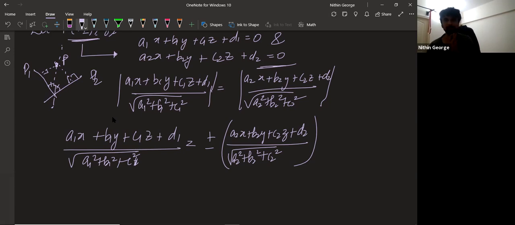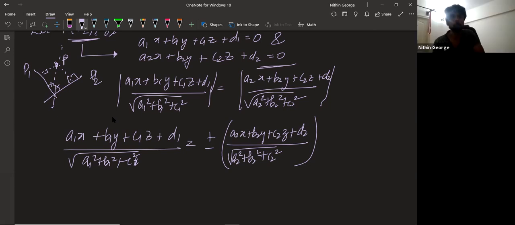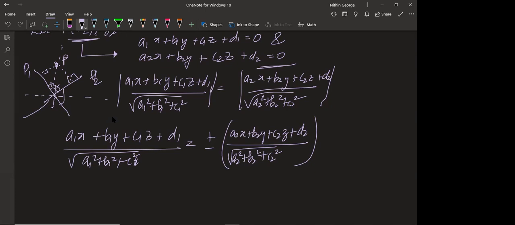Pretty easily. So you get two planes. What are the two planes representing? There are two angle bisectors, since there is one acute angle and one obtuse angle. Both the angle bisectors are shown here. Is this clear?